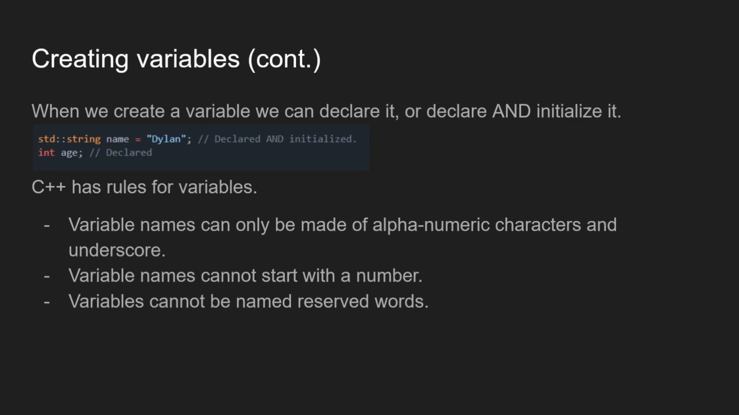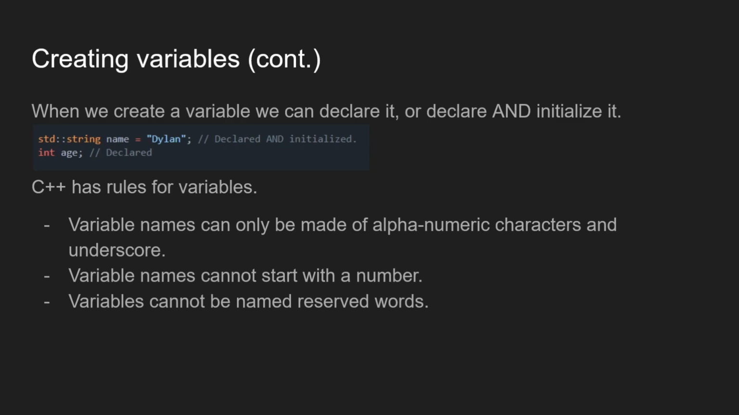C++ has rules for variables. They can only be named with alphanumeric characters and an underscore. What this means is I can say ABCD underscore EFG, or ABCD underscore, or A underscore, or just underscore. However, you cannot start a variable with a number. I cannot say 1 hello, or 2 hello, or @ hello, because the @ sign is not an alphanumeric character.